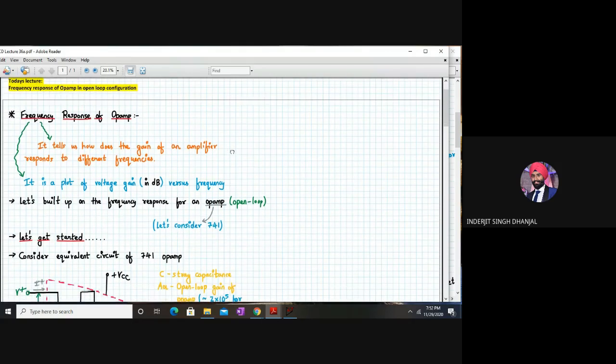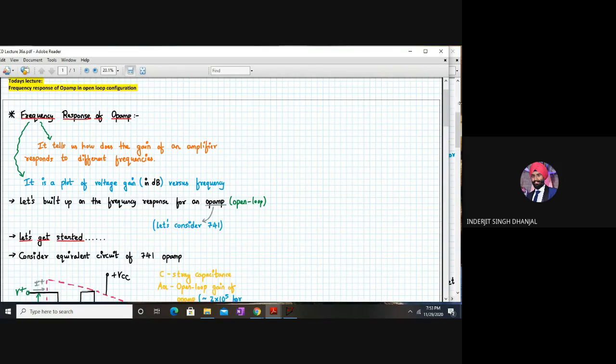Okay, so before jumping into frequency response, let's define what frequency response is. Frequency response will tell us how the gain of an amplifier responds to different frequencies. Operational amplifier, right? It's an amplifier. So it is a plot. The frequency response is also defined as a plot of voltage gain in dB versus frequency. Fine. So with this note, let's start building up the frequency response for an op-amp in open loop configuration, and let's consider 741 for a discussion.